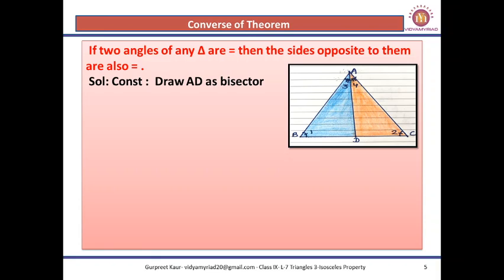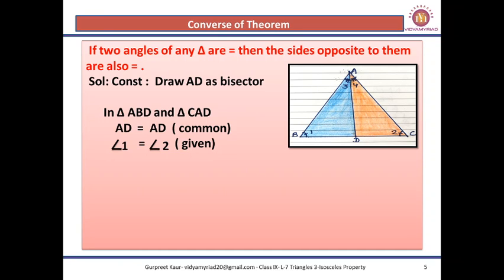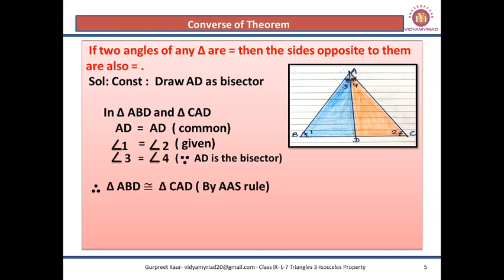From the figure it is absolutely clear what the three things are by which we are going to make these two triangles congruent. We will take triangle ABD and triangle CAD. AD is equal to AD, that is common, and we know that angle 1 is equal to angle 2, that is given to us, and angle 3 is equal to angle 4 because AD is the bisector. We can prove that by the AAS property both the triangles are congruent. And when the triangles are congruent, by CPCT we can say that AB is equal to AC.